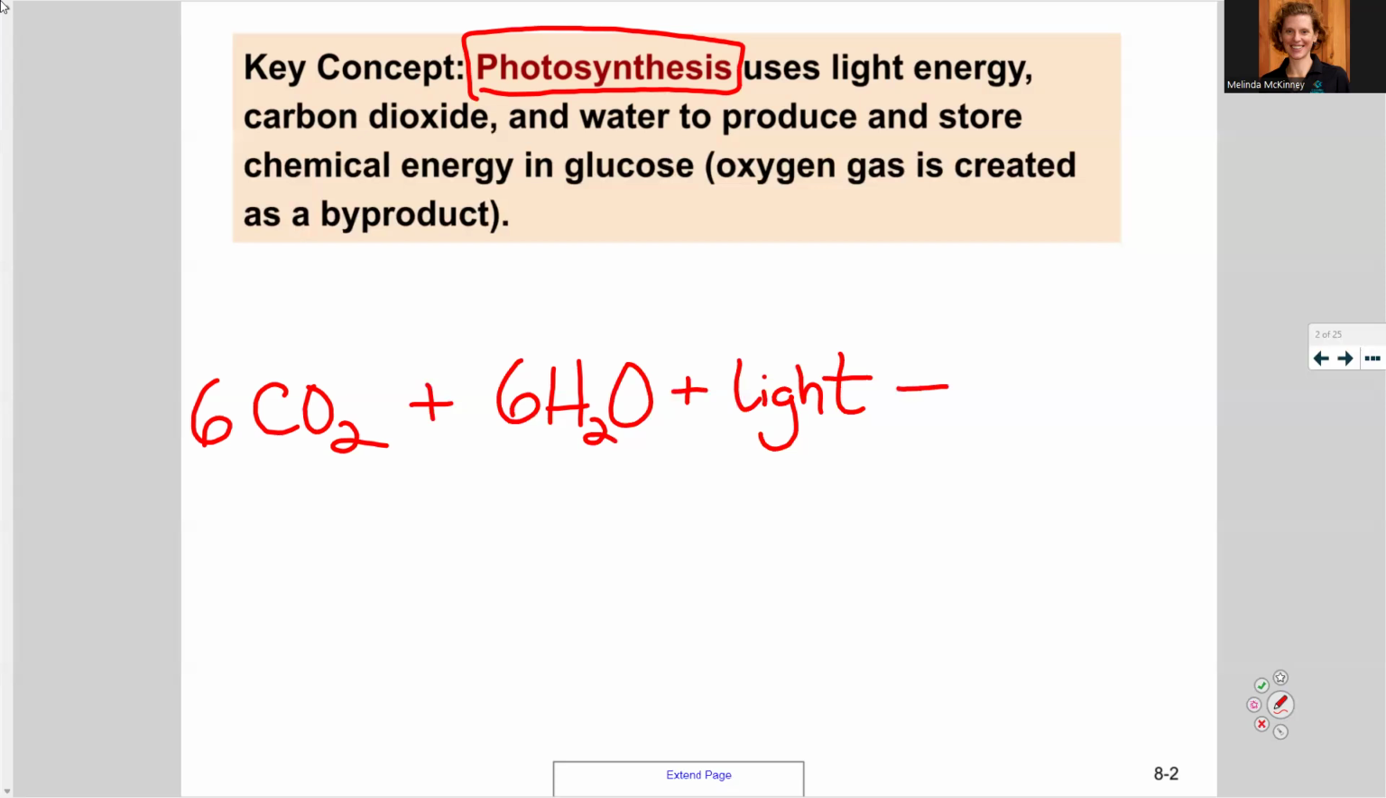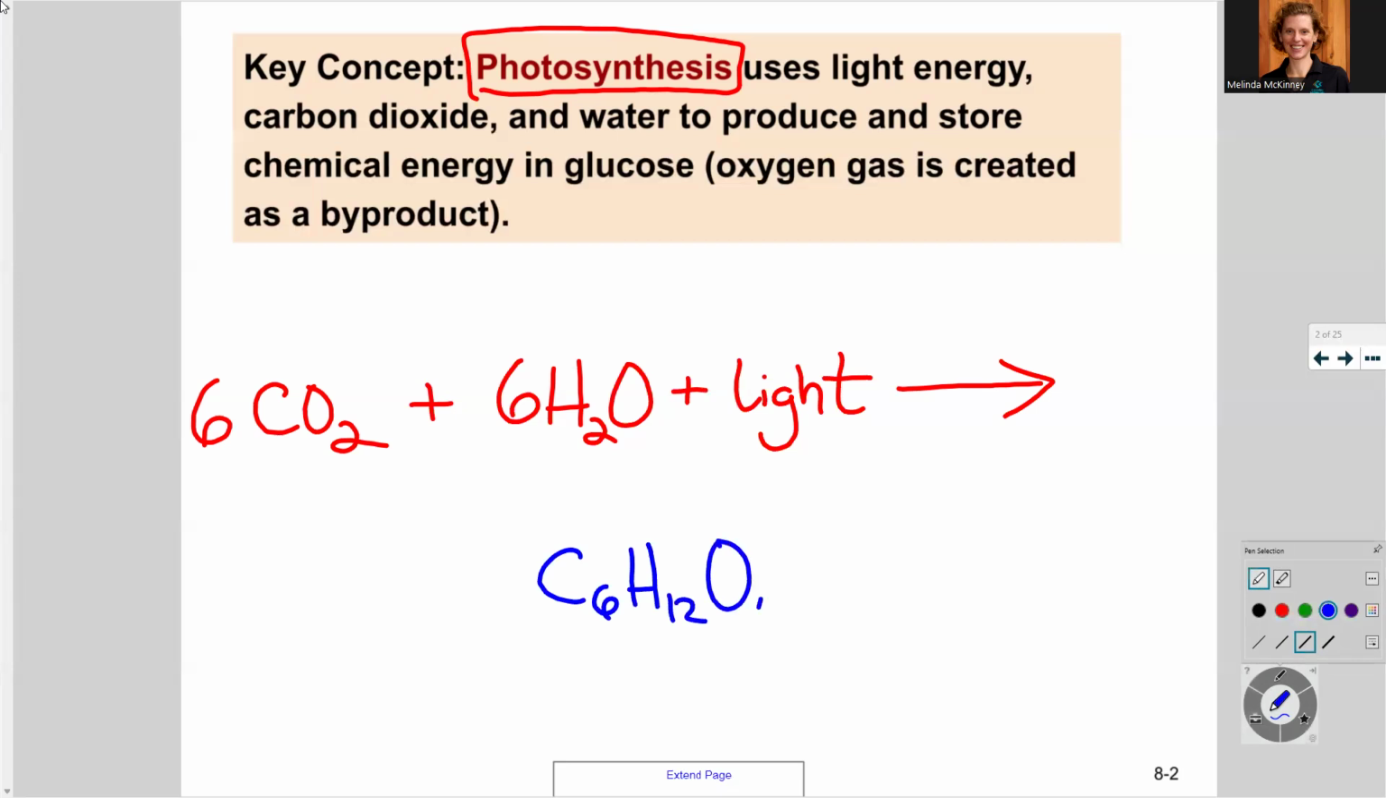And then we have our chemical reaction. So the reactants are carbon dioxide, water, and light. And then the products, so what's produced, let's change colors over here. The products are glucose, which is C6H12O6, 1 molecule of glucose, and then 6 molecules of oxygen gas.